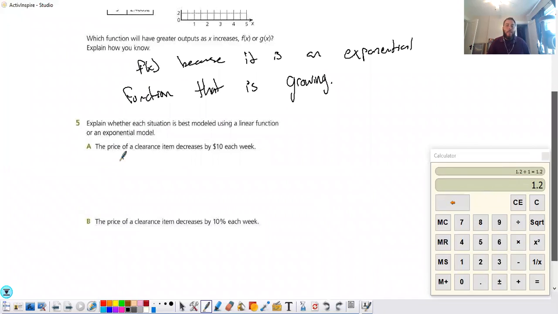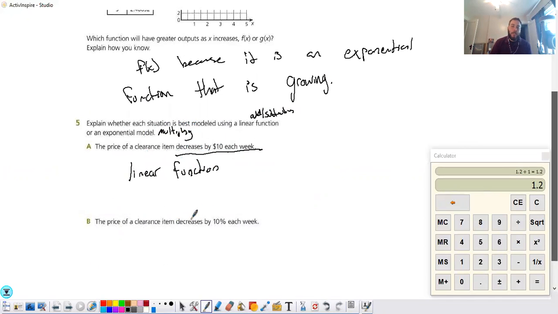All right, explain whether each situation is best modeled using a linear function or an exponential function. So remember, linear means we're either adding or subtracting. And exponential is when something is multiplying, to increase from one output to the next. So if the price of a clearance item decreases by $10 each week, that's a constant amount that we are subtracting. So this would be best modeled using a linear function, because it's a constant amount each week that we're subtracting.